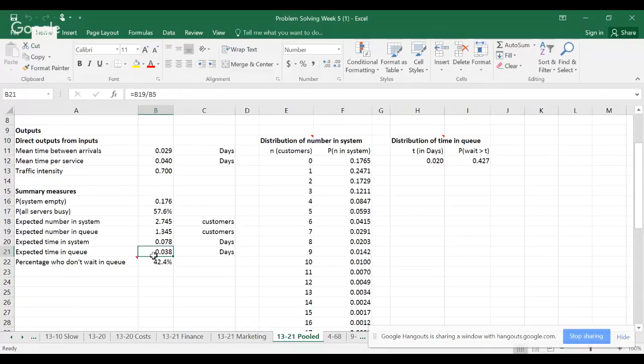But aren't you looking at time in system still? 0.078. Yes, thank you, Josh. I just pulled time in queue. Still better, 0.078. Still less than 0.1, which was the best of the two. Still a win-win. Thank you for catching that.